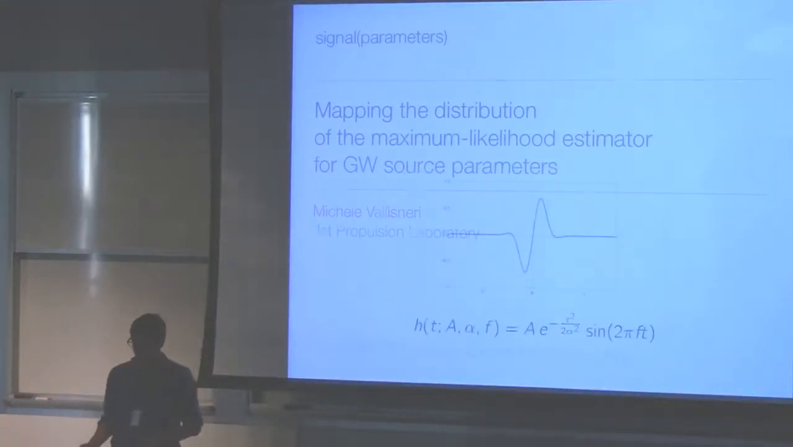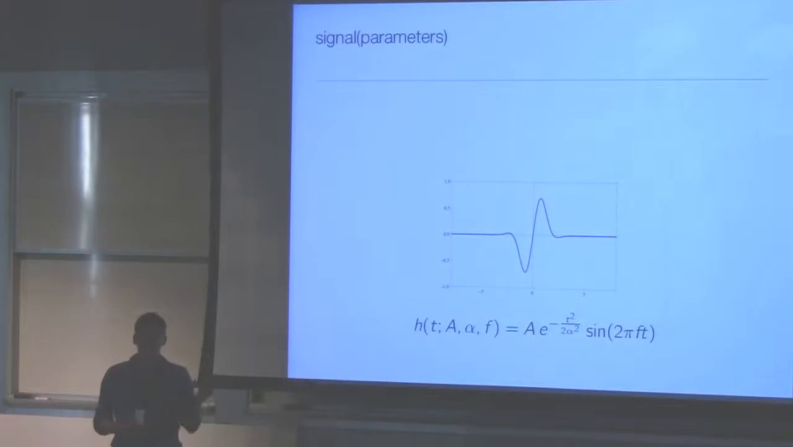Okay. So a signal, a sine Gaussian, stands for your prototypical signal. It could be anything. And a signal is a function of some parameters, in this case the amplitude, the attenuation parameter, and a frequency. And parameters standing for "science." And you'll notice the quotes.